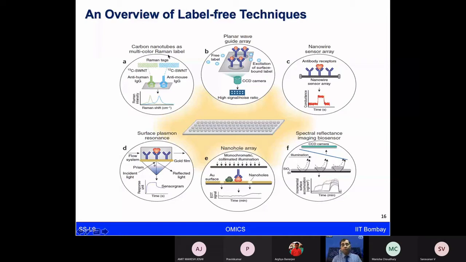One could use carbon nanotubes as multicolor ribbon labels. One could use planar waveguide arrays, nanowire sensor arrays, spectral reflectance imaging biosensors, nanohole arrays, surface plasmon resonance. I have talked briefly about some of these in the past. Some of these are the ways to think about how to study these kind of biomolecular interactions in a label-free manner. Let me just give you one example in some detail: nanowire sensor arrays.